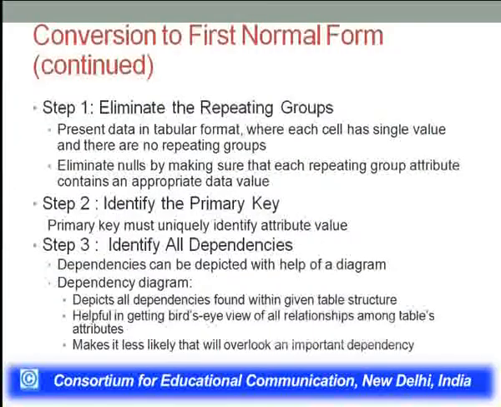The second step in the first normalization process is to identify the primary key. So, the primary key attribute must uniquely identify attribute values. The database designer aims to choose a primary key attribute which will uniquely identify the records, which will be unique and which will be not null.